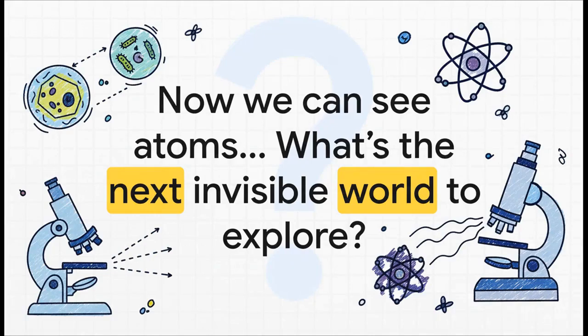You know, from Robert Hooke's first little glimpse of a cork cell to modern microscopes that can literally see individual atoms, this journey into the world of the small has completely changed how we see everything. Which kind of leaves us with one last big question. Now that we can see right down to the building blocks of matter, what's the next invisible world out there that we still need to explore? And what new tool are we going to have to invent to finally see it?